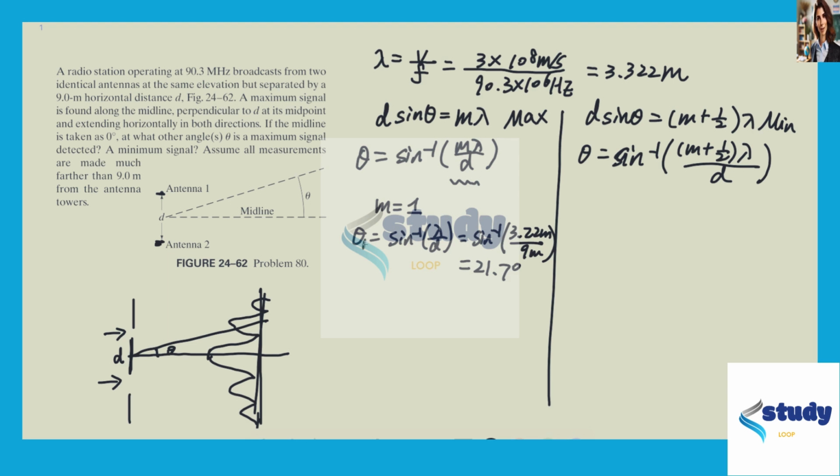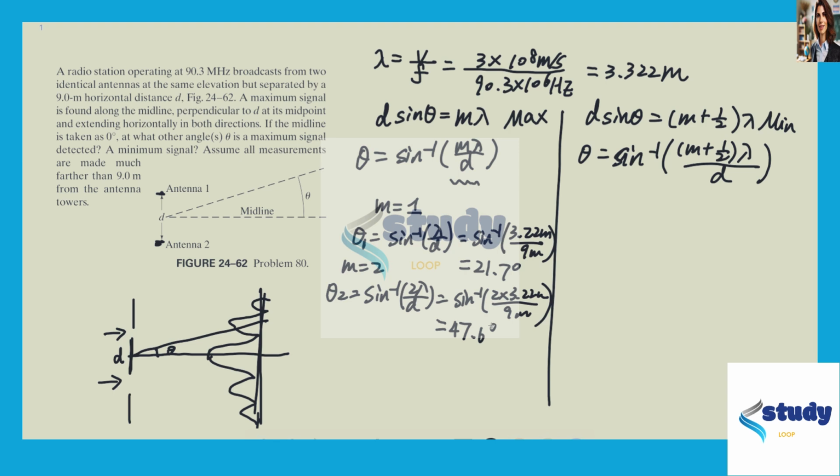And theta 2 is for m equals 2. I have arc sine of 2 lambda over d, which is 2 times 3.22 meter over 9 meter. If we plug it into the calculator, that gives us 47.6 degree. So that is the position of the second maximum.